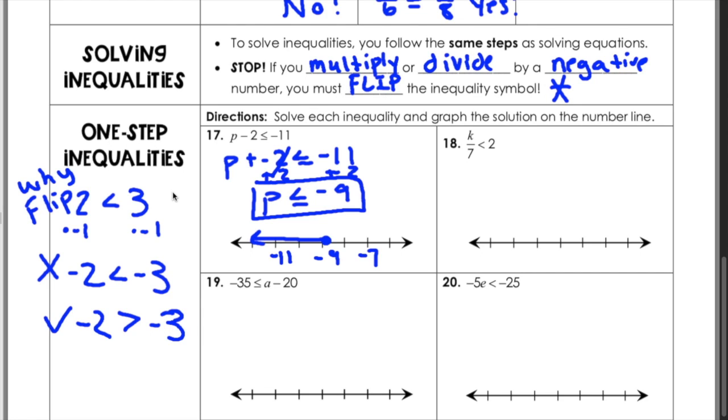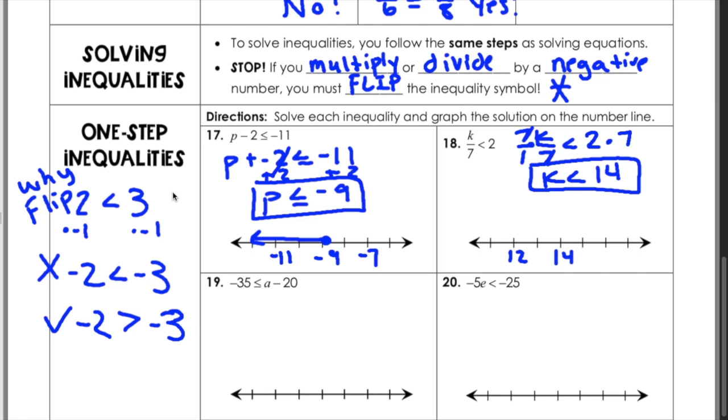All right, let's look at 18. I have k over 7 is less than 2. I'm just going to move this over here to have more room. So I need to multiply by 7 over 1. That cross cancels. Multiply by 7, and I get k is less than 14. So this is my final inequality. So we have 14 in the middle, then 12 and 16. It is an open circle because it does not include 14, it's not equal to 14. And to the left are all of the numbers that are less than 14.